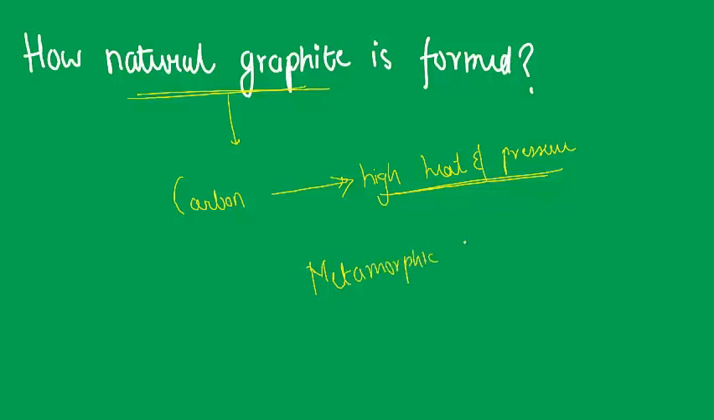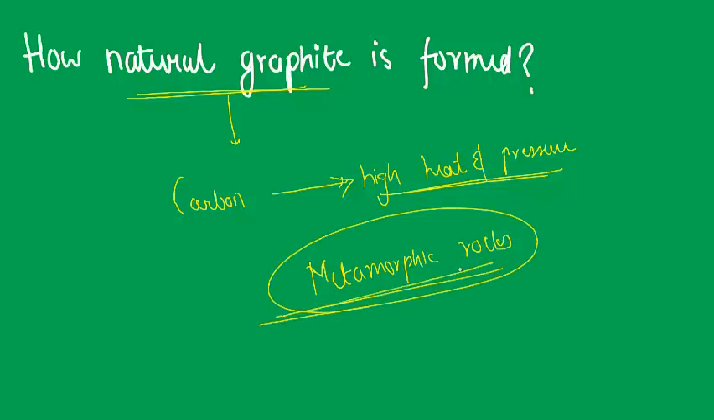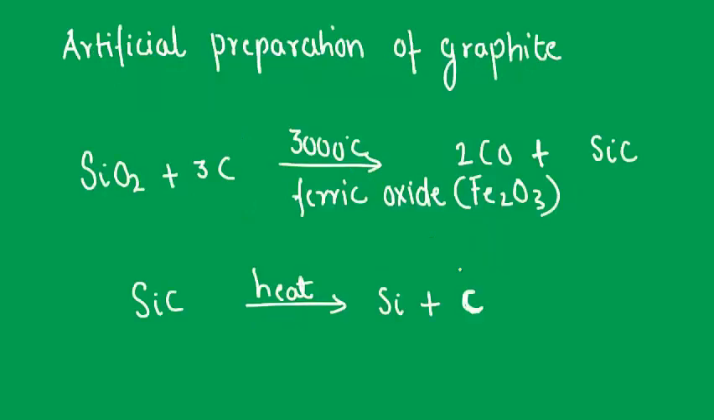It is usually found in metamorphic rocks. Okay. Apart from this, if we talk about the artificial preparation of graphite, this is the artificial method by which graphite is formed, and this process is usually carried out in an electric furnace.